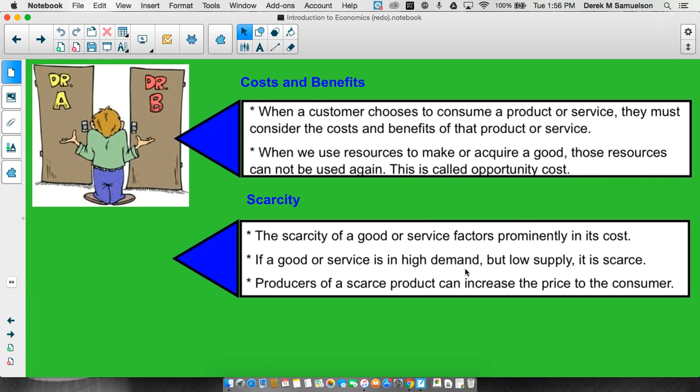This is where cost gets factored in. If a good or service is in high demand but low supply, it's scarce. Gold. Producers of a scarce product can increase the price to the consumer. They can really raise that price because consumers are going to buy it. That iPhone was expensive, but I do love having it.